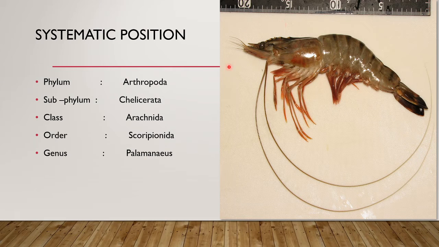This is the picture of prawn, a freshwater prawn, showing its external morphology. The species we are going to study is malcolmsoni.